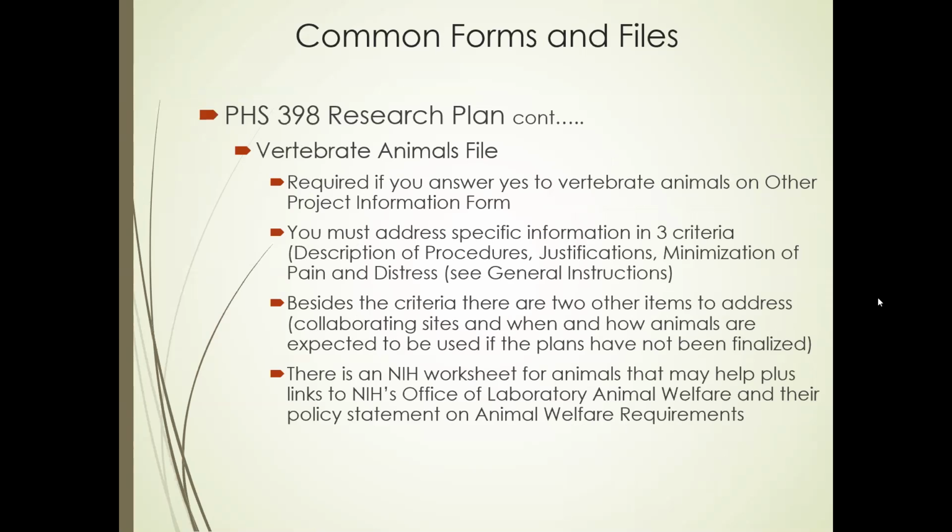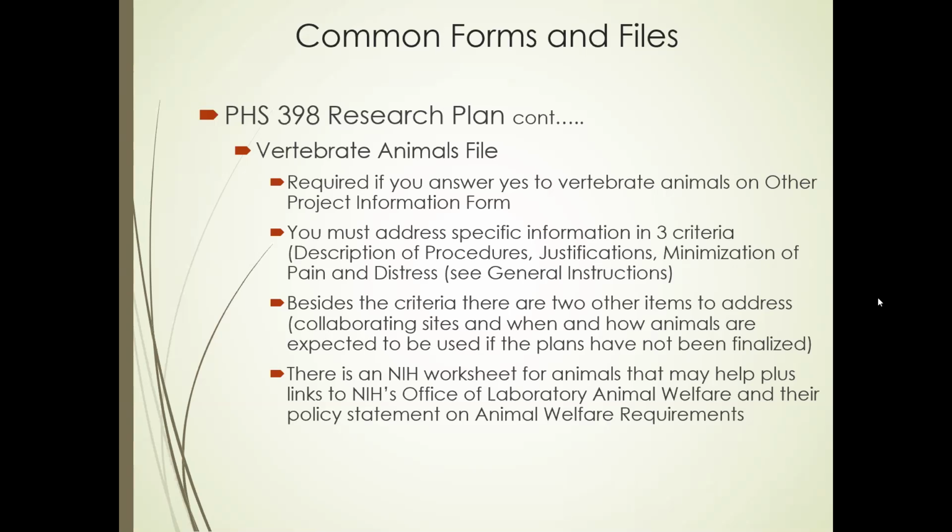Then you have your vertebrate animal file. This is needed if you answered yes to vertebrate animals on the other project information form. You're supposed to address 3 specific criteria, and there are several pages related to this in the general instructions. So you can't just say, yes, I have vertebrate animals involved, they're mice, and this is what I'm going to do with them. They want to see you address this in specific areas.